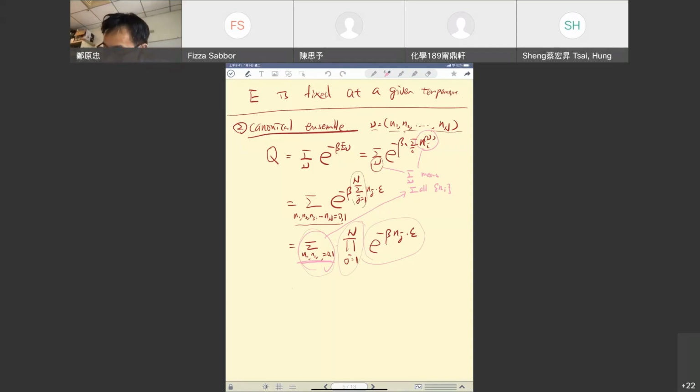So this became a product over j equals 1 to N, for each spin. And then for each nj, it could be 0 or 1, and then you have exponential minus beta epsilon nj. Think about this. This is the most confusing part of this derivation, but mathematically, this step is sound.